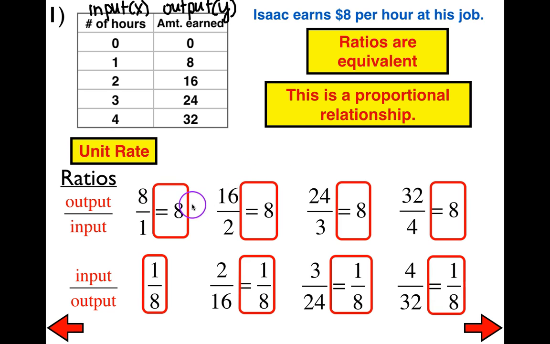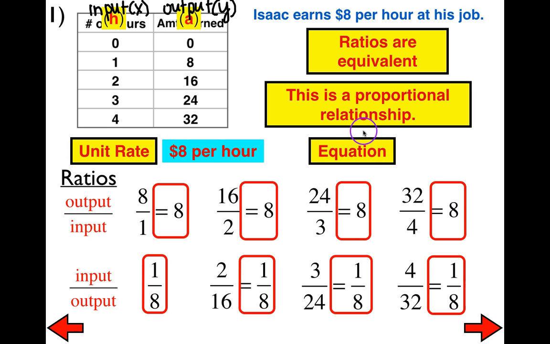So my unit rate would be $8 per hour. It makes a lot more sense to say $8 per hour versus $1 per 8 hours. Here I'm going to label the input H and the output A. The reason I chose this is because H is for hours and A is for amount. So here's a prime example where you won't always use x and y, but in general, that's your default. So my equation would be A equals 8H, because you're following the form y equals kx since it is a proportional relationship.